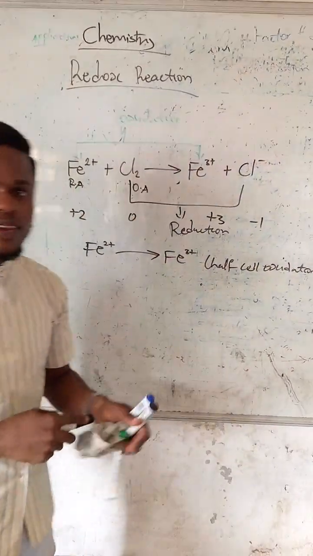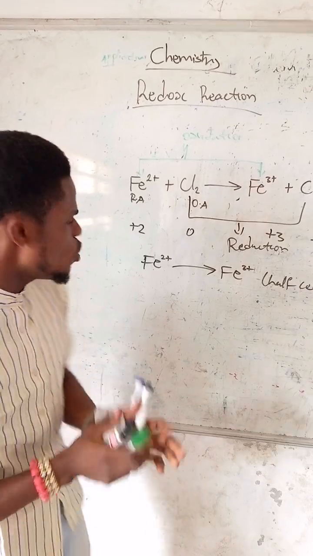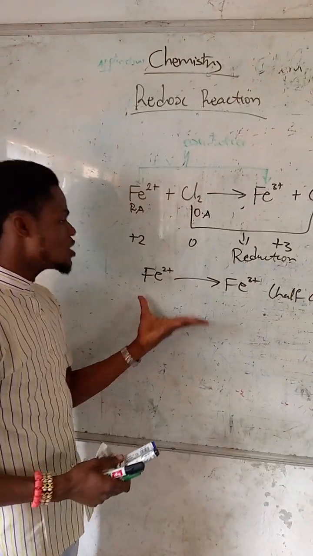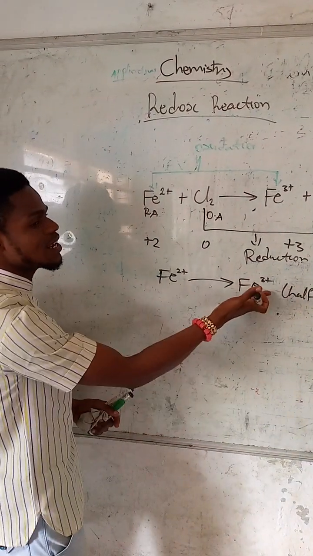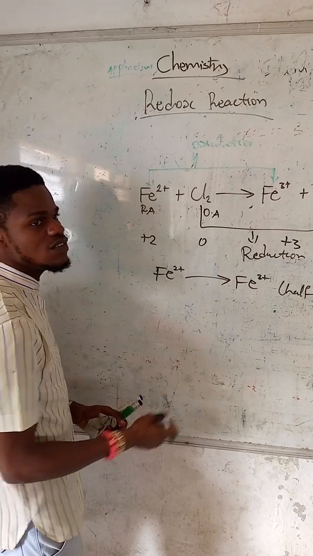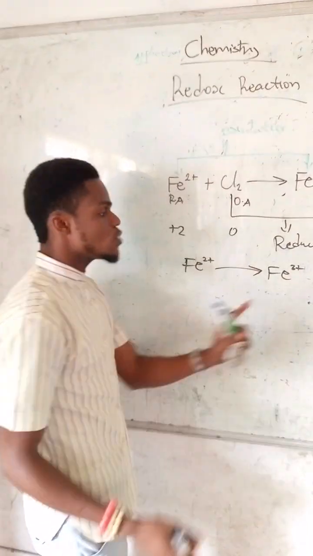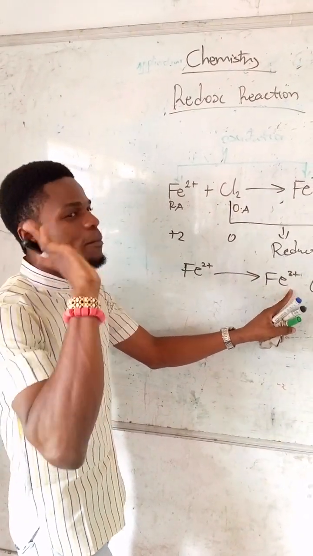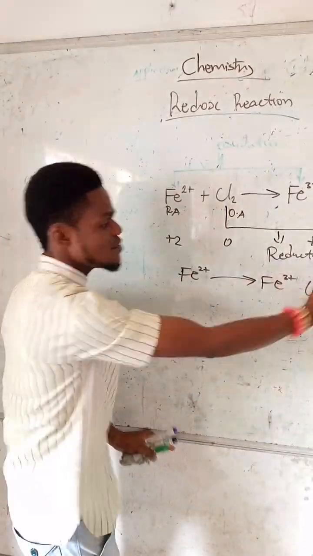Now rule number 3, balance the atoms so as to conform to the law of conservation of mass. If you look at this iron, this is +2 and this is +3. So the reactant does not balance the product. To balance this, we have to ensure that the reactant balances the product. We can achieve this by assigning appropriate electrons so as to account for the number of electrons gained or lost. So this is half cell oxidation.